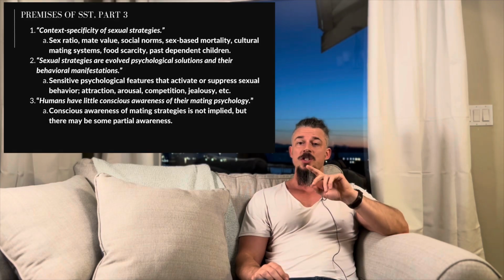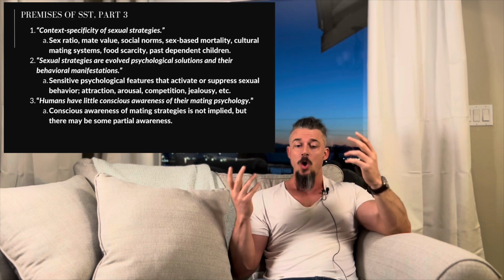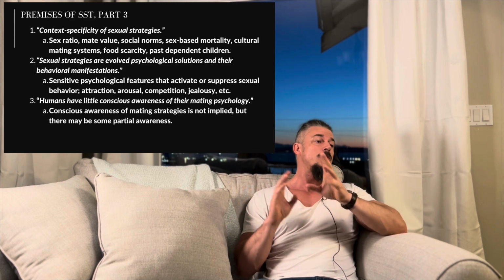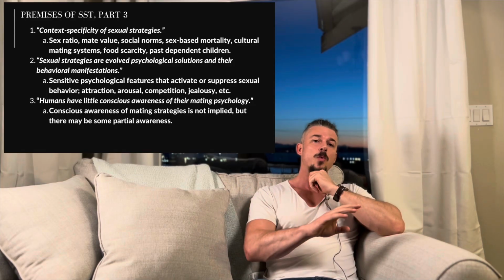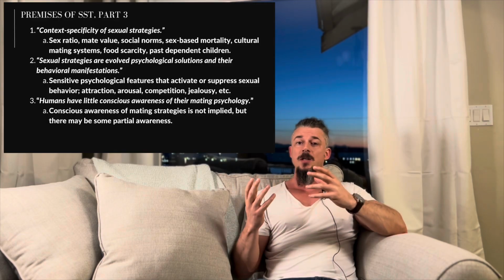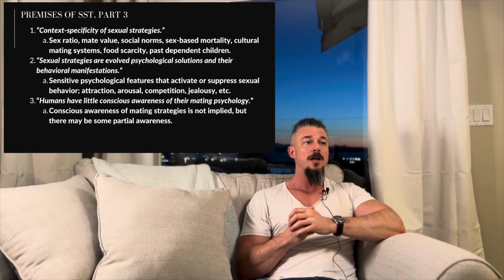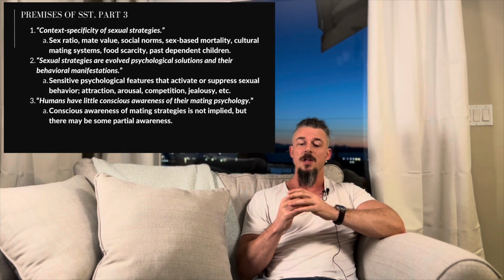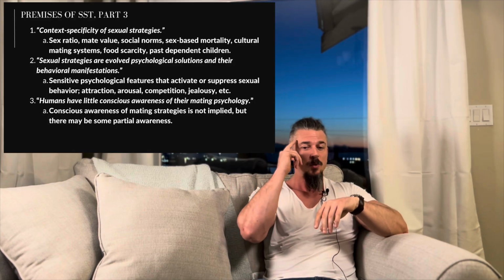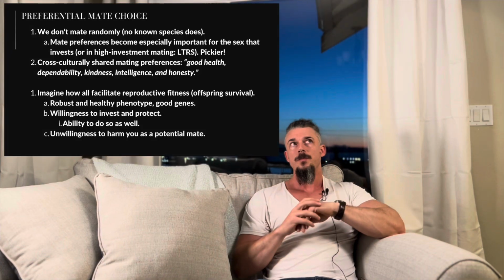Humans also have little conscious awareness of their mating strategy, or their mating psychology, I should say. This doesn't mean that people are going to be totally unaware of it. There can be some partial awareness, but it's not something that's implied. So when we talk about short-term strategies, long-term strategies, women want to do this, men want to do this, this want is often not an explicit want. It's often not an actual cognition like, I want to enhance my reproductive value, I want to reproduce with as many people as possible. That's describing want in evolutionary terms. It's not the actual thoughts going on in people's heads. So let's go on now to the next slide.